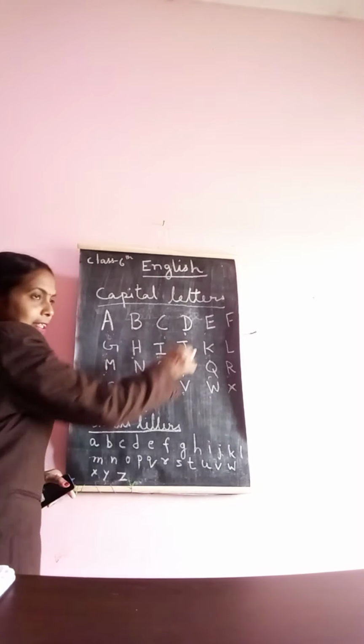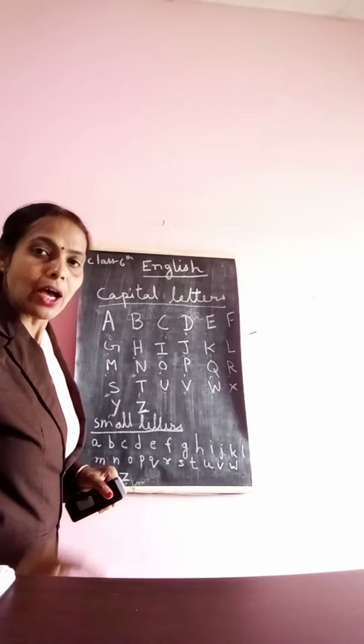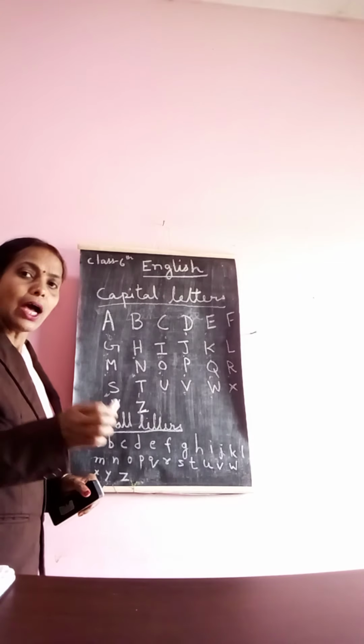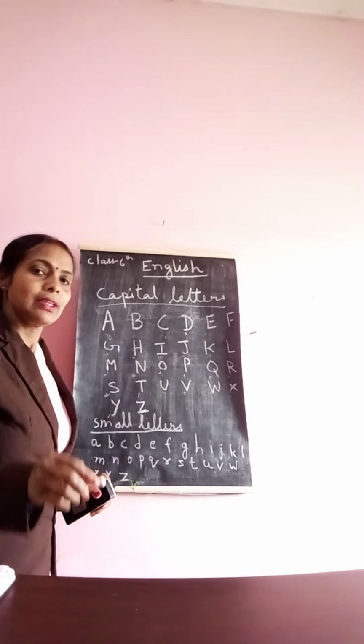So these all letters have different sounds. And how many letters are there? There are 26 letters. So now we have learned the sound of each letter. Now you have to again repeat with me.